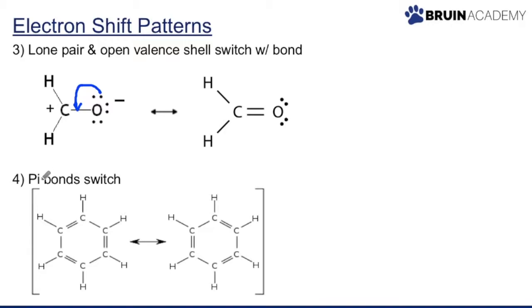The fourth type of switch is a pi bond switch, and this is benzene. It's very common to represent pi bond switches with benzene. So here you see how these pi bonds and double bonds are switched around in terms of locations. We can see how these pi electrons moved around, forming this structure over here. So that one's pretty easy to tell.